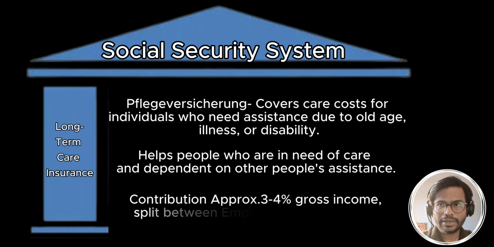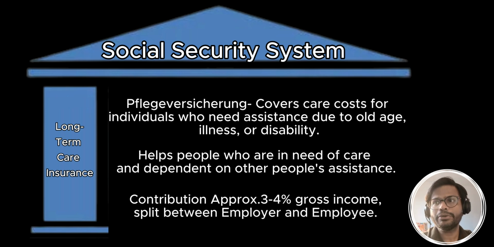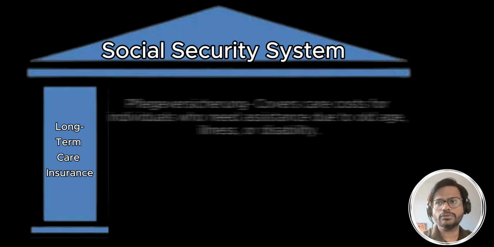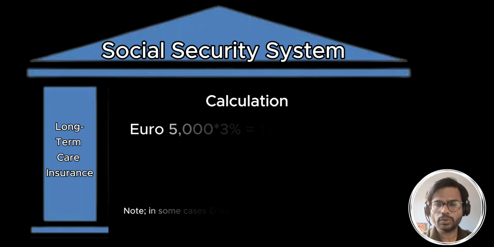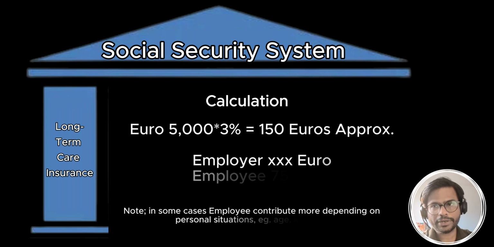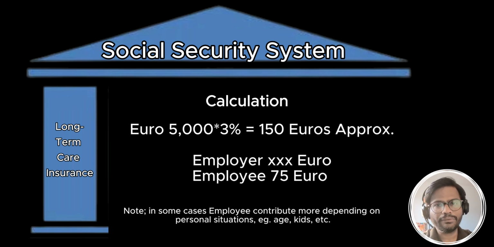So it helps people who are in need of care and dependent on other people's assistance. Like in this case, sometimes you would be dependent on nursing care due to your illness, disability or old age. The contribution will be around 3 to 4%, which is split between your employer and yourself. So the calculation: let's say 3% of 5,000 euros will be 150 euros. This is split between employer and employee, which means 75 euros you will be contributing from your salary towards long-term care insurance.